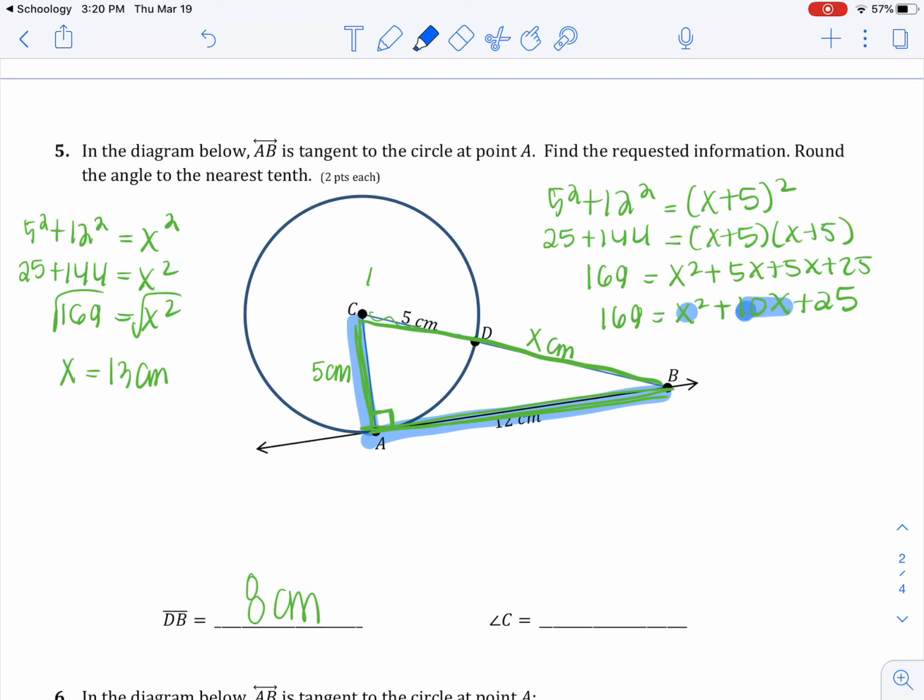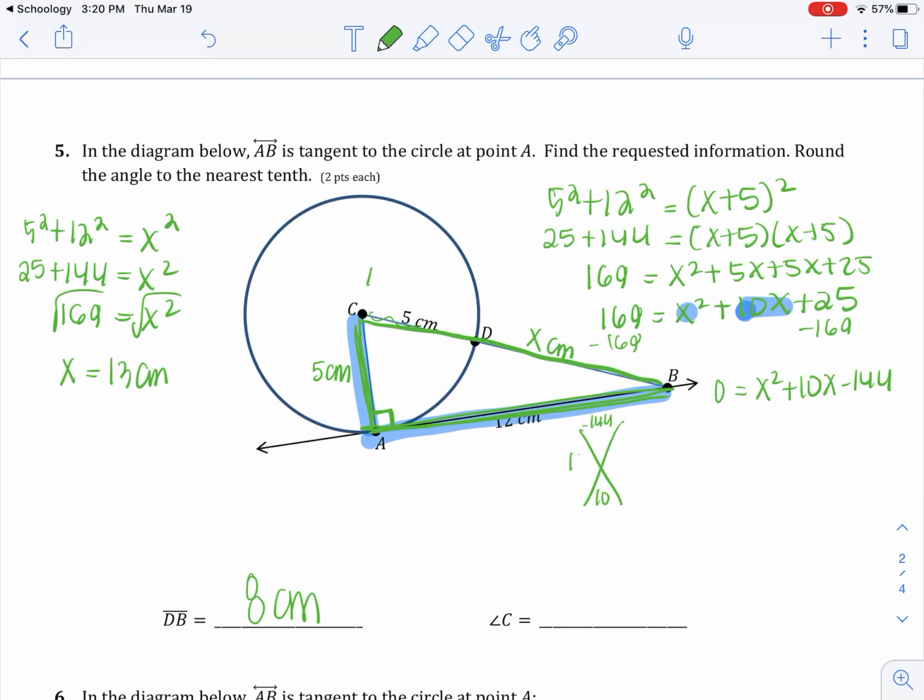This is a quadratic. It has an x squared and an x. If it has an x squared and an x, I want to try to factor it. In order to try to factor it, it has to be equal to 0. So subtract 169 from both sides. 0 equals x squared plus 10x minus 144.